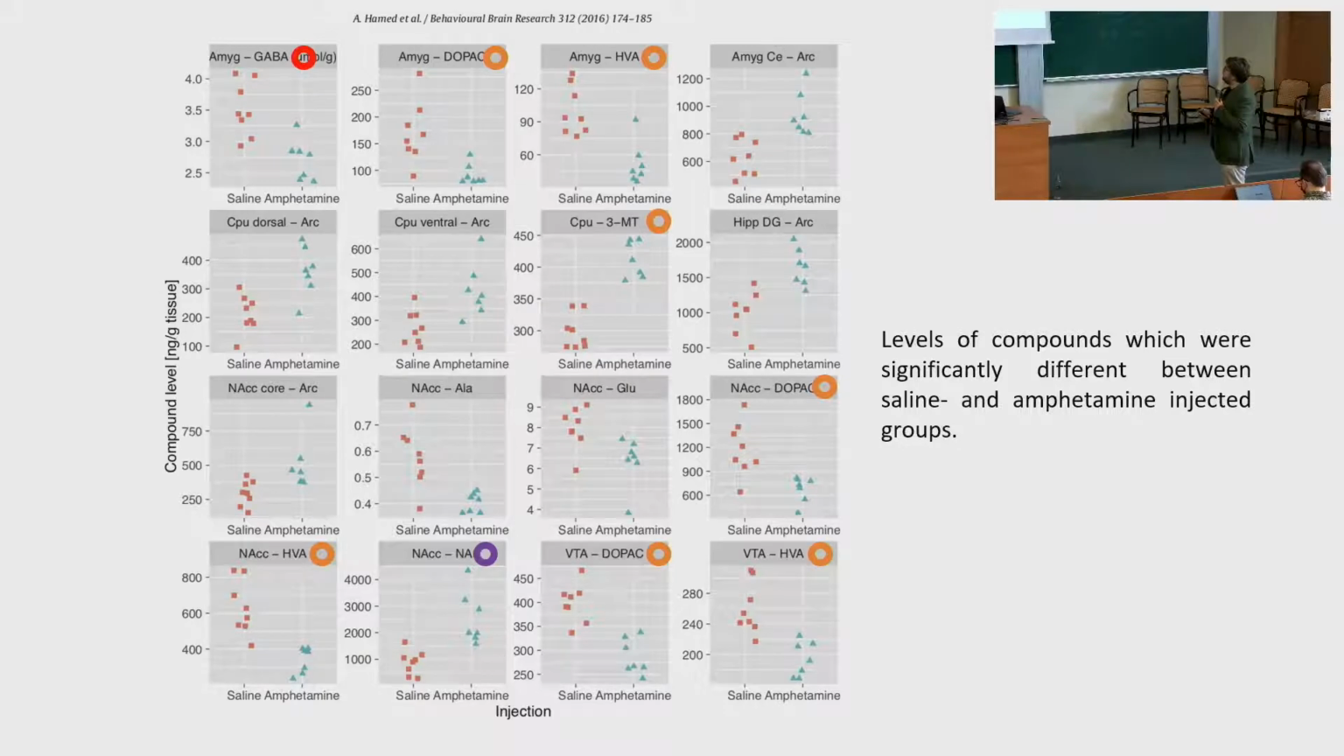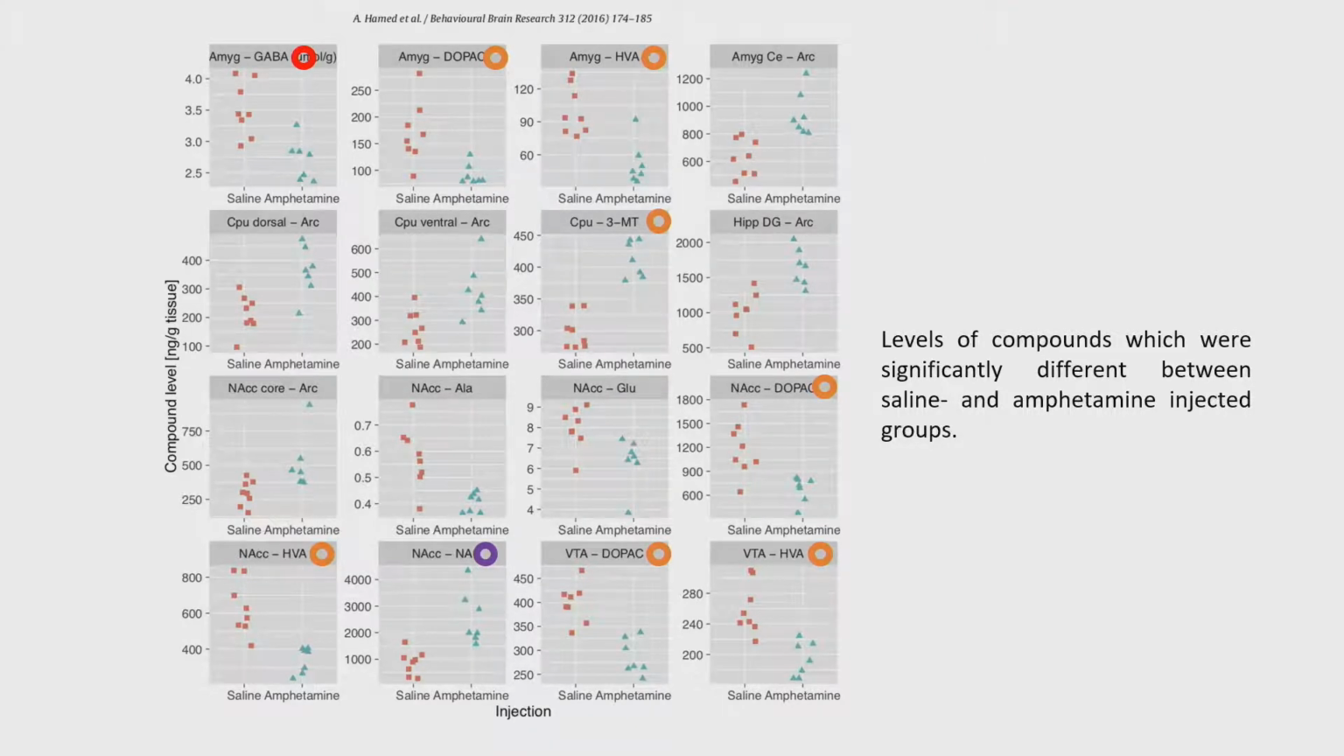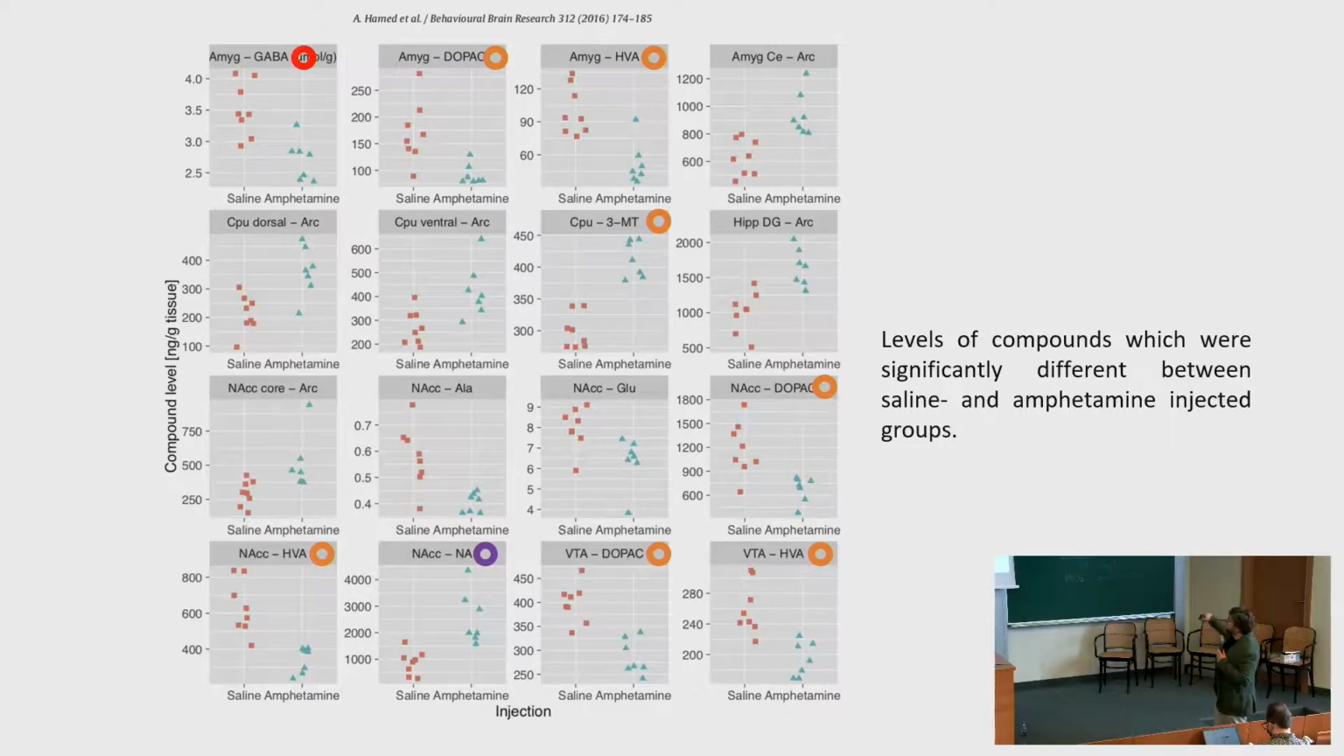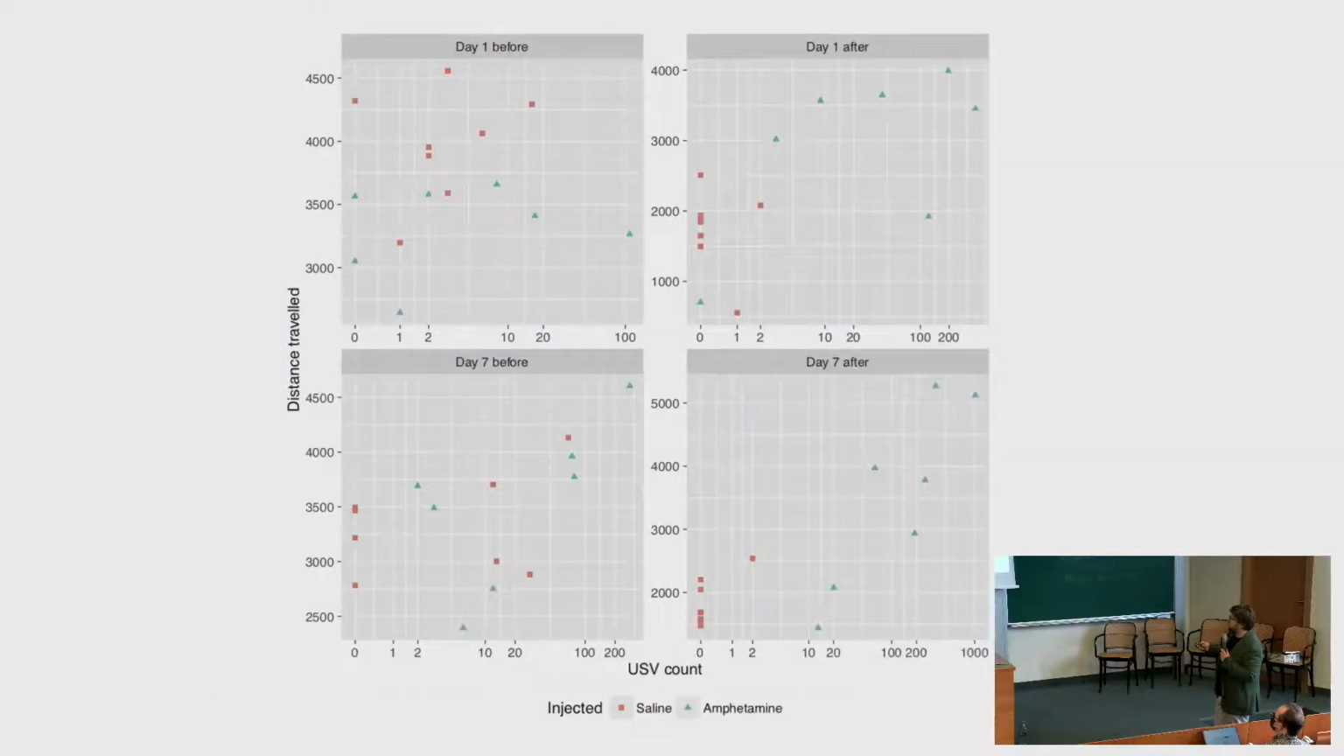And here are the compounds which were significantly different between the saline and amphetamine injected groups. We can see that we've got a decrease in GABA concentration in the amygdala, an increase in concentration of the metabolite of dopamine in the CPU, and an increase in concentration of noradrenaline in the nucleus accumbens. It was surprising that we didn't find an increase of dopamine in the nucleus accumbens.